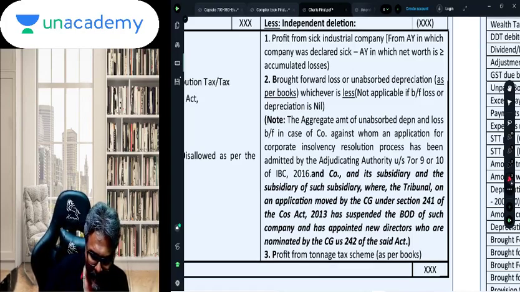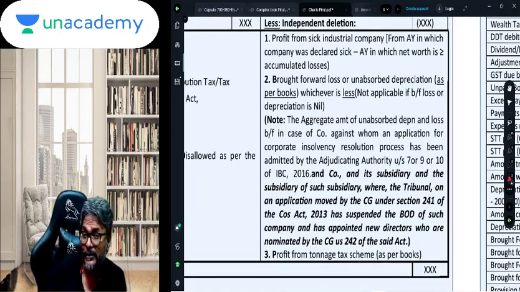Now students, point number 2 which you can see over here is about the brought forward loss or unabsorbed depreciation as per the books. Now only one of the two will be allowed to you as a deduction.